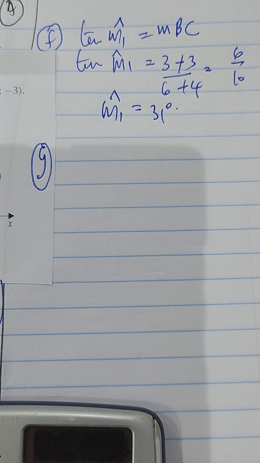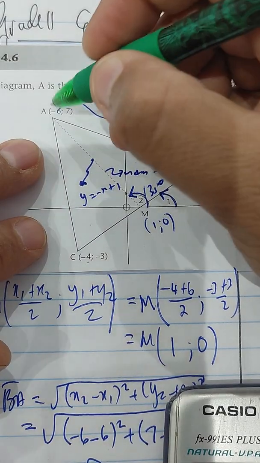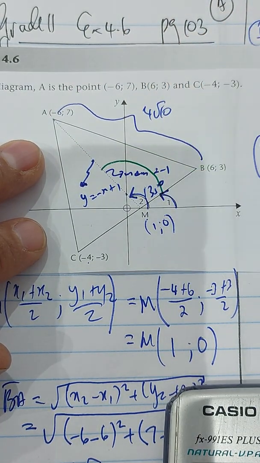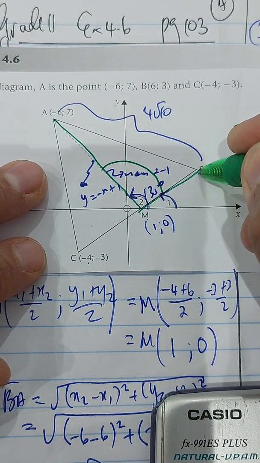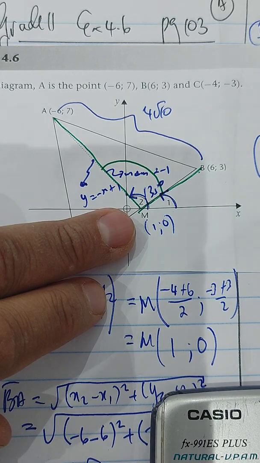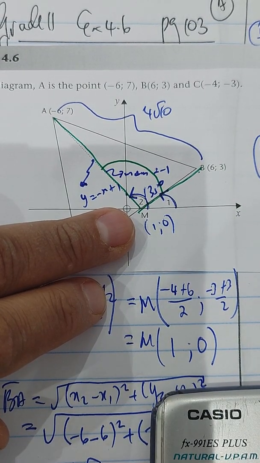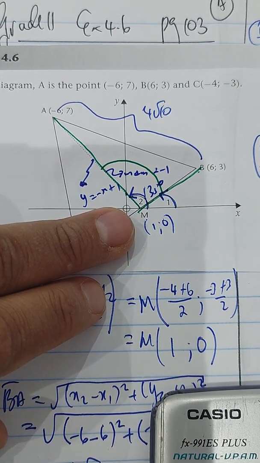Okay. In part G they want you to calculate the size of AMB. So let's just highlight what AMB is. AMB is this angle here. Okay, so what we do is we can say AMB is equal to M2, which is the big angle there, minus M1, which is the smaller angle there. That will give you AMB.